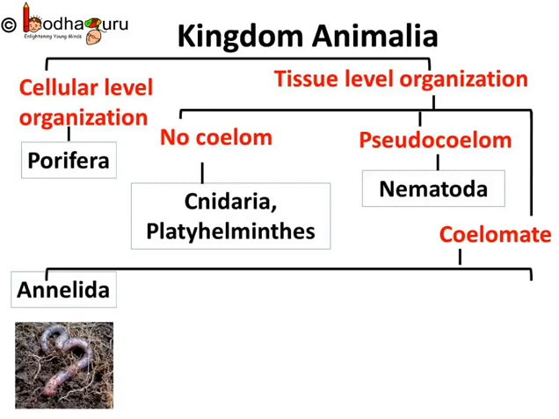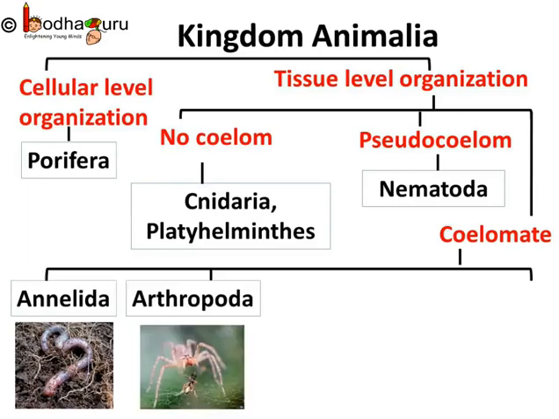For example, phylum Annelida. The animal's body is made of ring-like segments. Arthropoda. Arthropods have segmented body and have jointed legs. Spider, cockroach, etc. belong to this phylum Arthropoda.